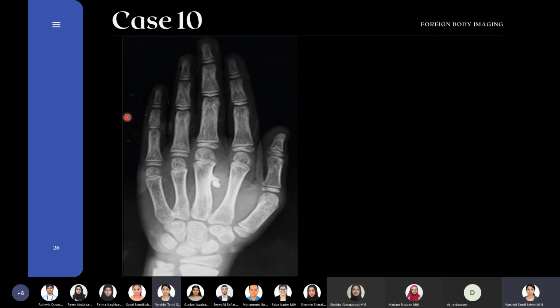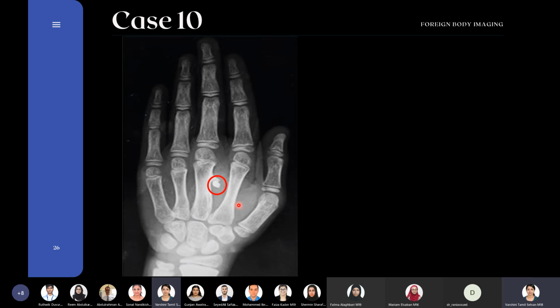Wow. Yes, the third metacarpal. Absolutely. You guys are geniuses. Okay, so if someone sees this without a proper history or without knowing what it actually is or how this person got this in their third metacarpal, they might think it's an overgrowth of a bone or something along those lines. But it's actually a glass.